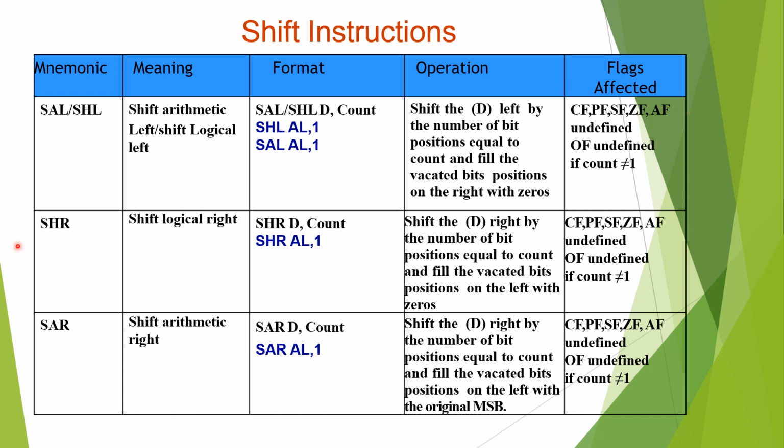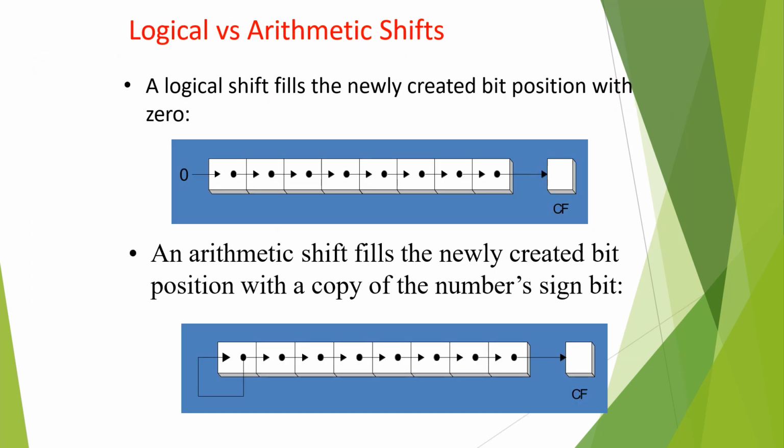And SHR is the shift right. So shift right happens the same way. We have to specify a destination with the mnemonic SHR and a count. And shift arithmetic right is also with the same format. Here, arithmetic shift means we have to preserve the MSB. So let us see with an example.